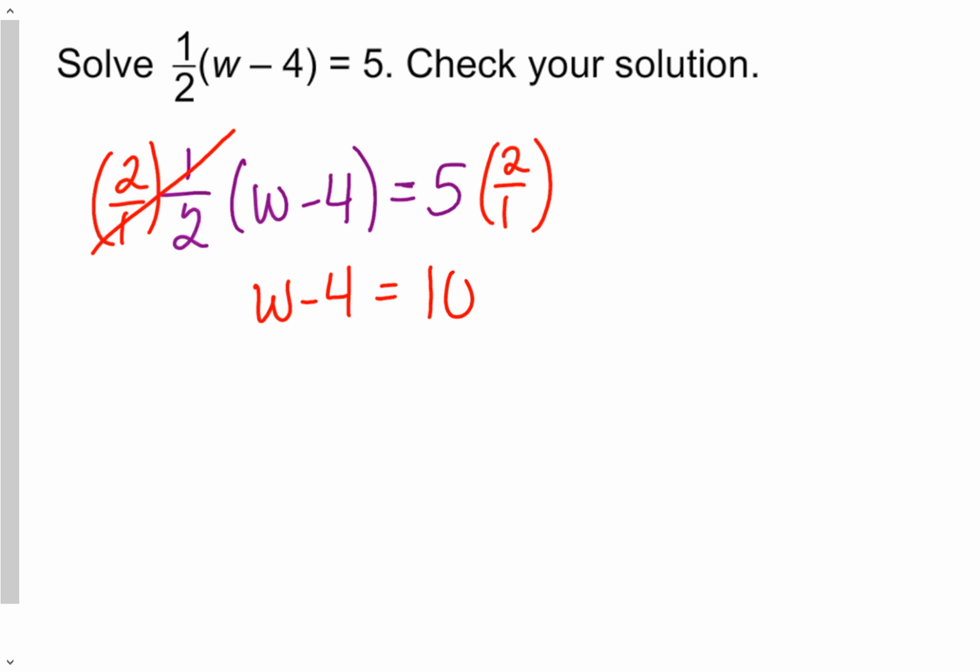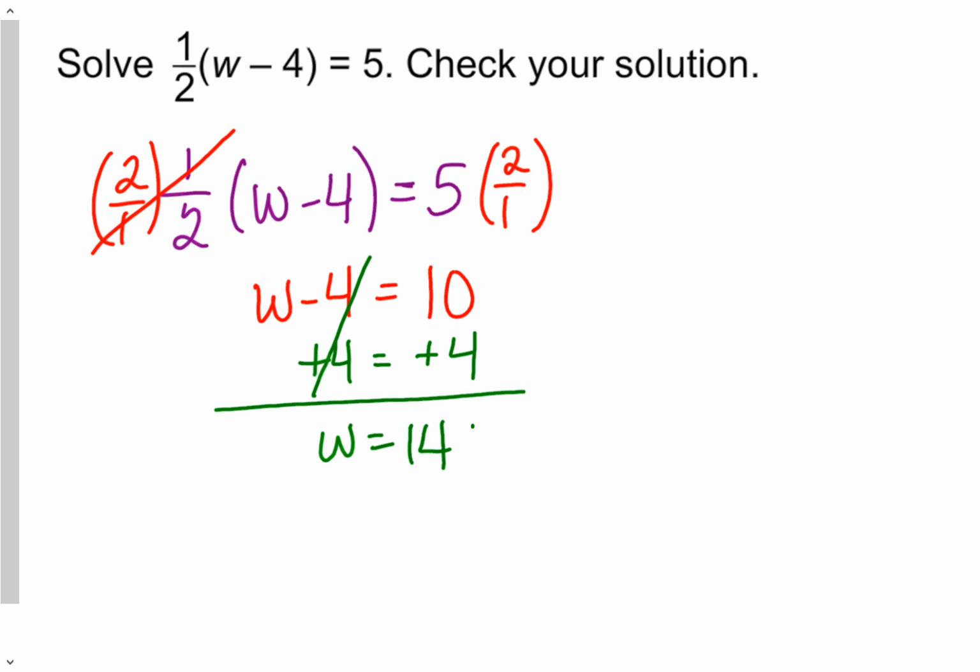And that equals 10. So now our variable w is being subtracted by 4. So let's add 4 to both sides of the equation. Okay, minus 4 plus 4 cancels out to 0. So I'm left with just w, and that's going to equal 14. Okay, all right. So let's move on.